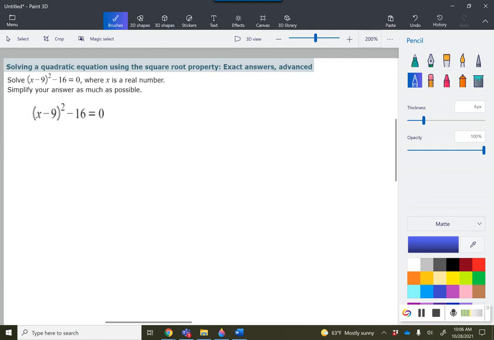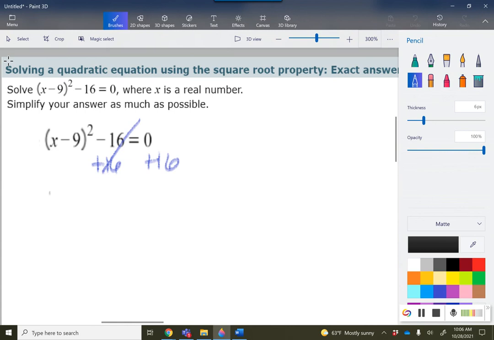So the very first thing I'm going to do is take this 16 and move it to the other side. Now, since the 16 is negative, that means it's being subtracted. So to undo that subtraction, we are going to add 16. And those will go away. So that is going to leave me with x minus 9 squared equals 16.